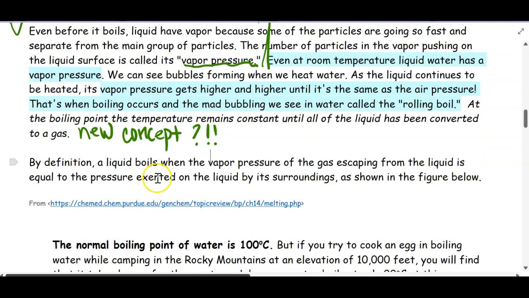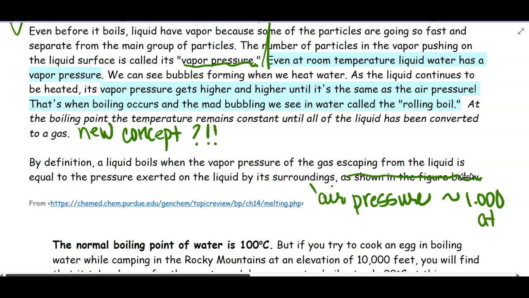By definition, then, a liquid boils when the vapor pressure of the gas escaping from the liquid is equal to the pressure exerted on the liquid by its surroundings. I didn't show you that in the figure. The pressure exerted on the liquid by its surroundings is air pressure. Chemists are always thinking about the air pressure around us, and it's going to be very close to 1 atmosphere, 1 atm. I got this quote from ChemEd Purdue.